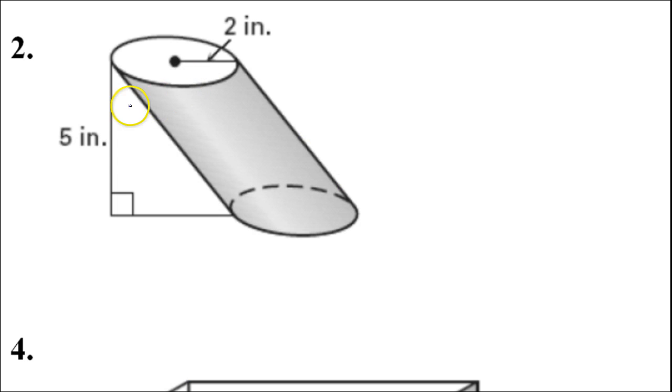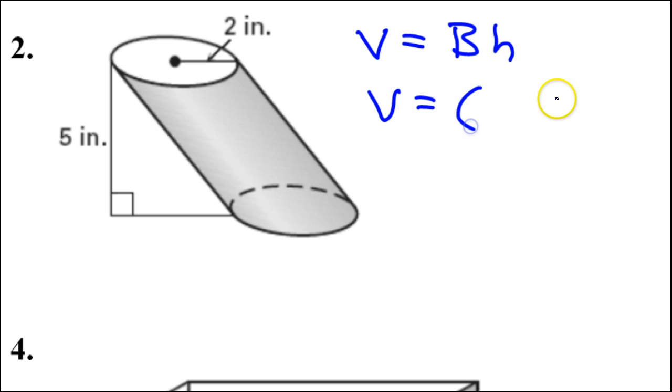Alright, so again, here we have this cylinder, an oblique cylinder. The formula for the volume will be the area of the base times the height. The height is given. Notice the height is not this slanted length. It's the vertical distance between the two bases. And that's 5, so we might as well go ahead and fill that in.